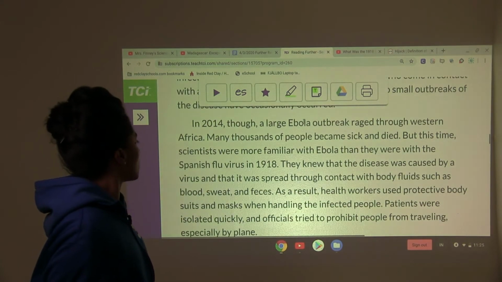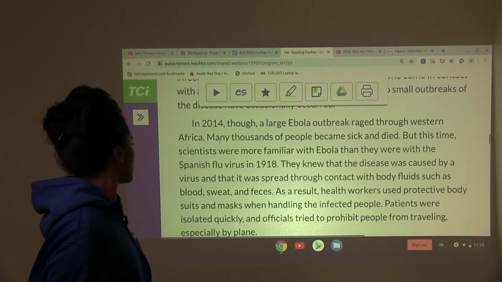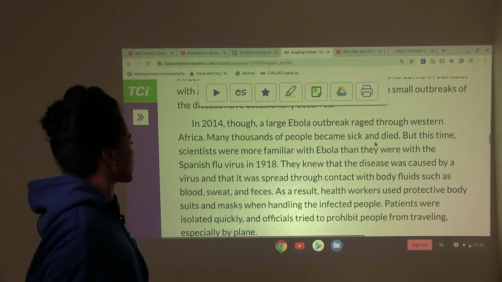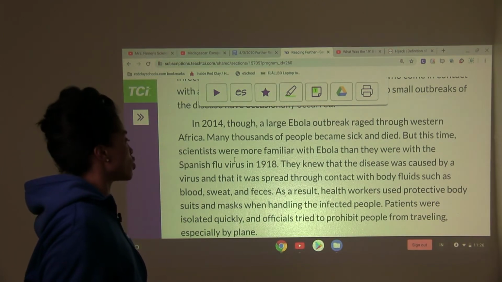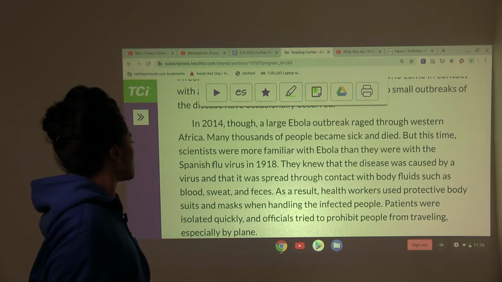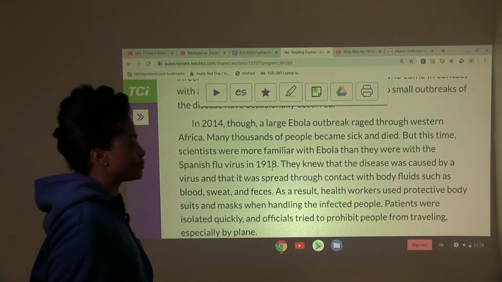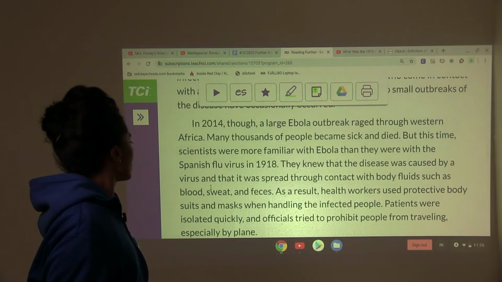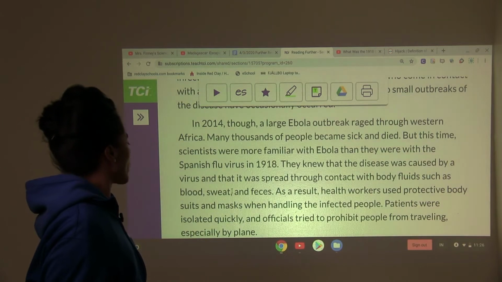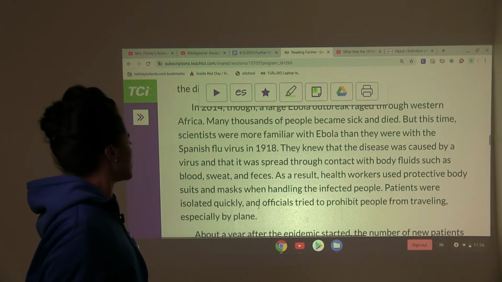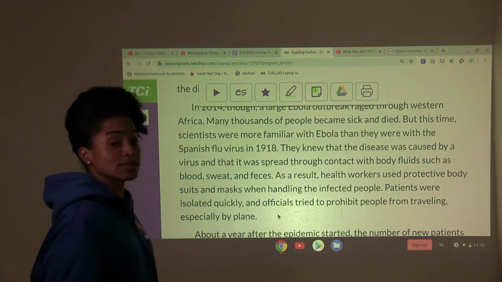In 2014, though, a large Ebola outbreak raged through Western Africa. Many thousands of people became sick and died. But this time, scientists were more familiar with Ebola than they were with the Spanish flu virus in 1918. They knew that the disease was caused by a virus, and that it was spread through contact with body fluids such as blood, sweat, and feces. As a result, health workers used protective bodysuits and masks when handling the infected people. Patients were isolated quickly, and officials tried to prohibit people from traveling, especially by plane. Sounds familiar, right?